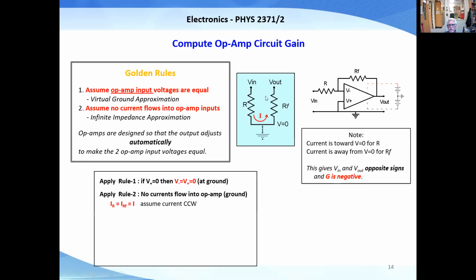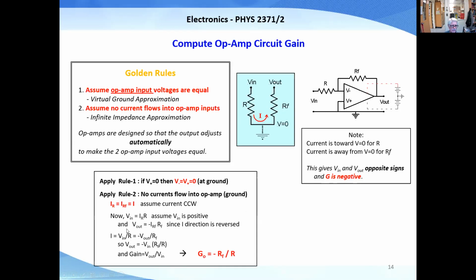Okay, so that V in and V out are going to have opposite signs. So that means that G is negative. G is negative. Okay, assume the same current flows through either one.